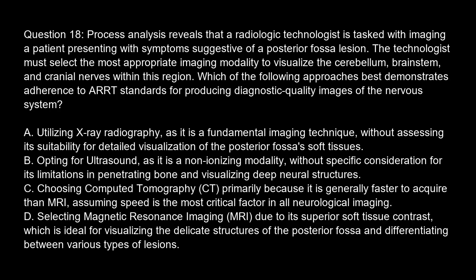Utilizing X-ray radiography, as it is a fundamental imaging technique, without assessing its suitability for detailed visualization of the posterior fossa's soft tissues. Option B. Opting for ultrasound, as it is a non-ionizing modality, without specific consideration for its limitations in penetrating bone and visualizing deep neural structures. Option C. Choosing computed tomography, CT, primarily because it is generally faster to acquire than MRI, assuming speed is the most critical factor in all neurological imaging.